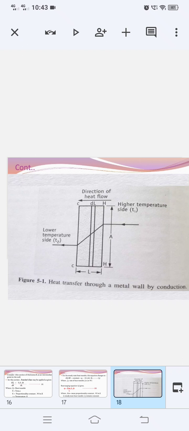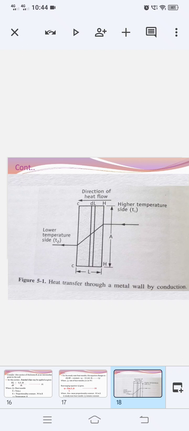So what will be the direction of heat flow? From the higher temperature side to the lower temperature side, that is from T1 towards T2. In between, consider a thin section of thickness dl at an intermediate point in the wall. This section is parallel to the plane A. For this thin section dl, Fourier's law will be dq by d theta equals minus kA dT upon dl.